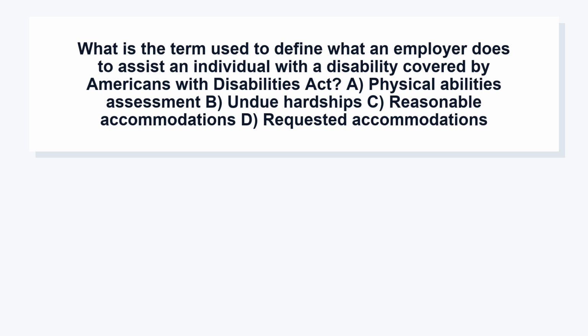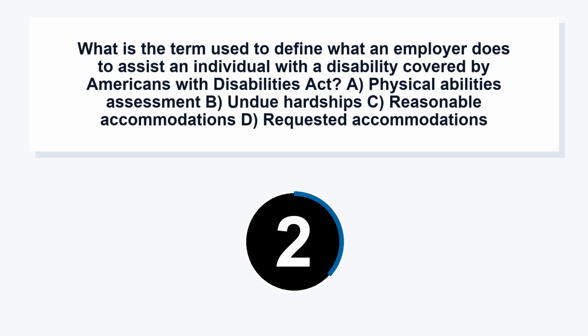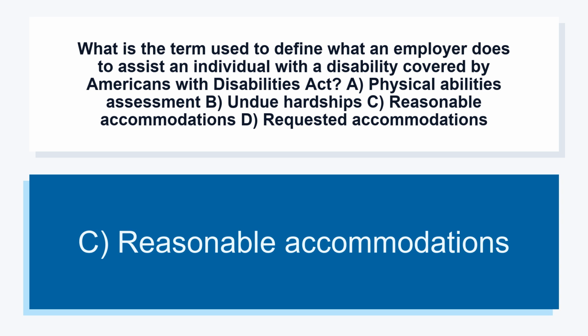What is the term used to define what an employer does to assist an individual with a disability covered by the Americans with Disabilities Act? A. Physical abilities assessment, B. Undue hardship, C. Reasonable accommodations, D. Requested accommodations. C. Reasonable accommodations.